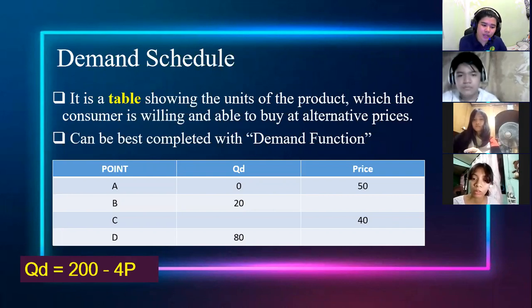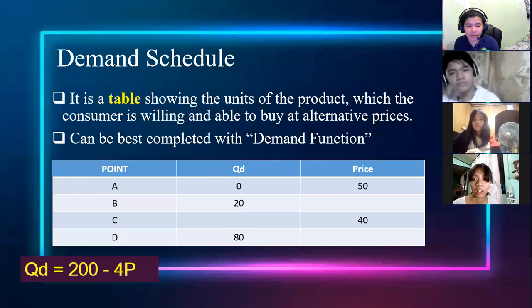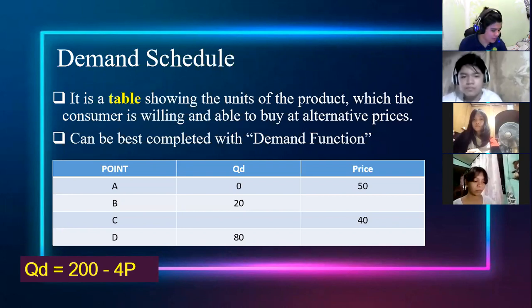'Di ba? So you transpose, transfer 200 to 20, what would that be? 180. Then to be able to cancel out 4, divide both sides by 4 para maiwan si P in the other side. So 180 divided by 4, 20, right? Wait lang.